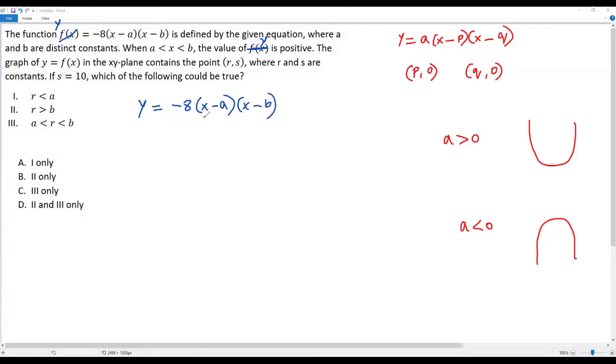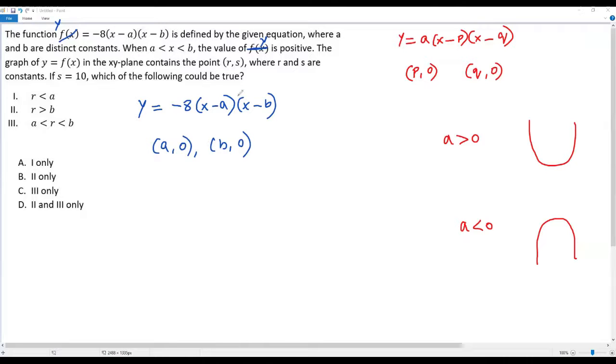Comparing this and this, what do we have for p and what do we have for q? For p we have a, for q we have b. Then what are the two x-intercepts of the given quadratic function? The parabola given by this quadratic function will have the x-intercept (a, 0), and the second x-intercept of this parabola is (b, 0). Now I have the two x-intercepts for the given quadratic function.